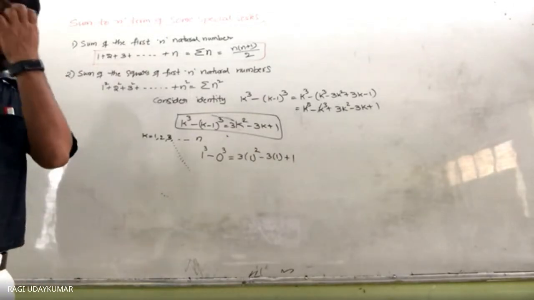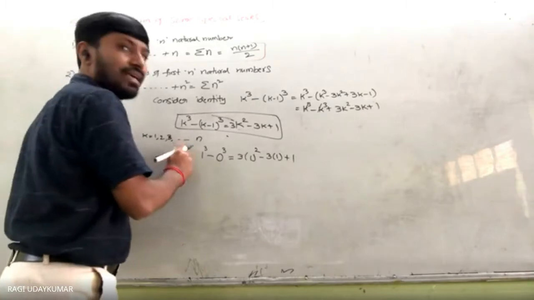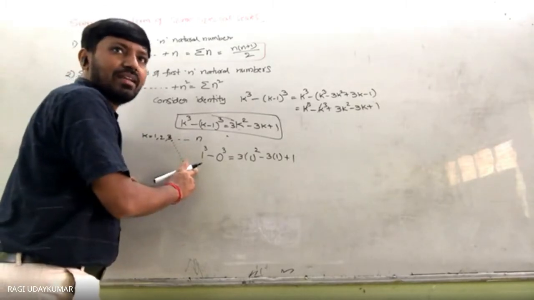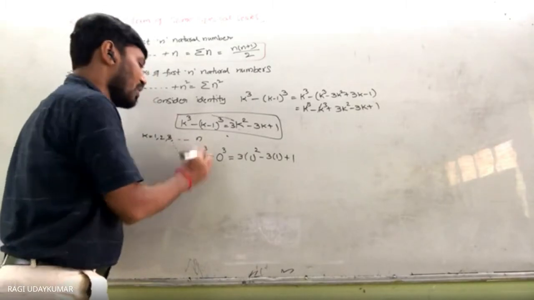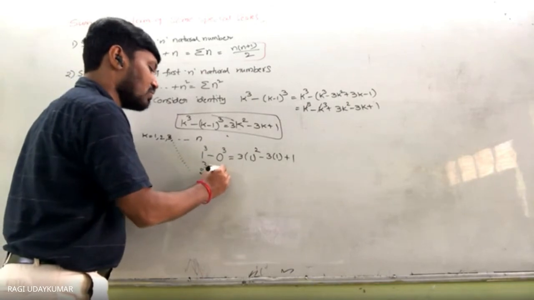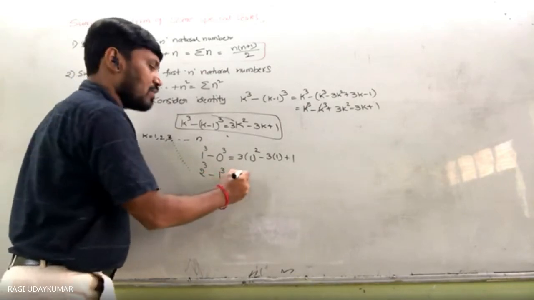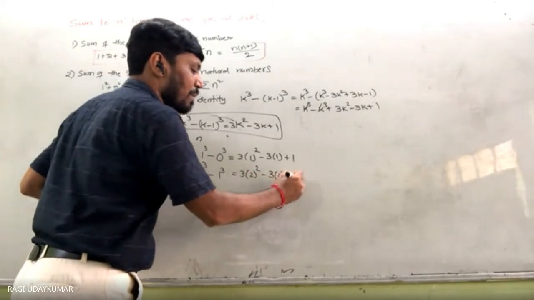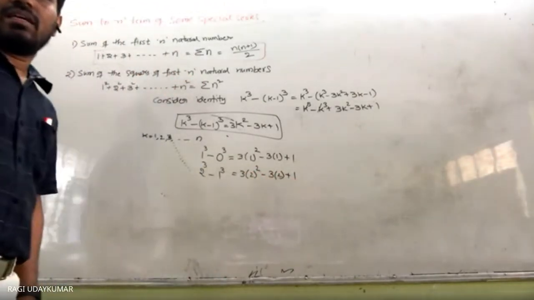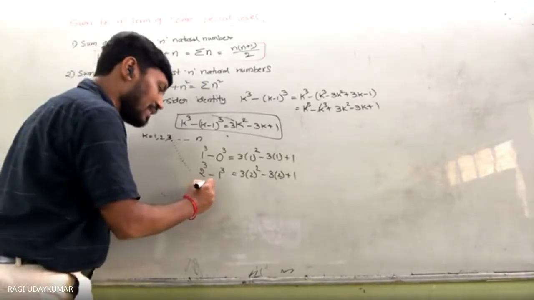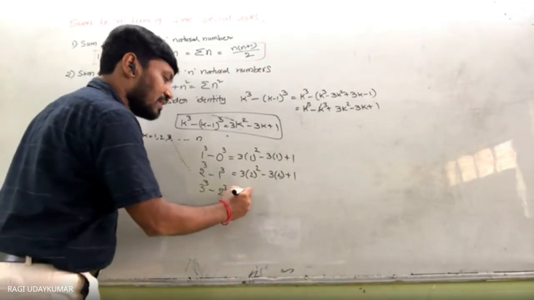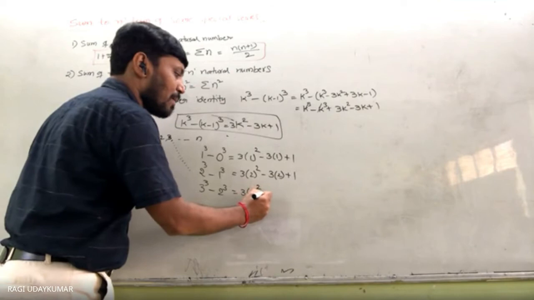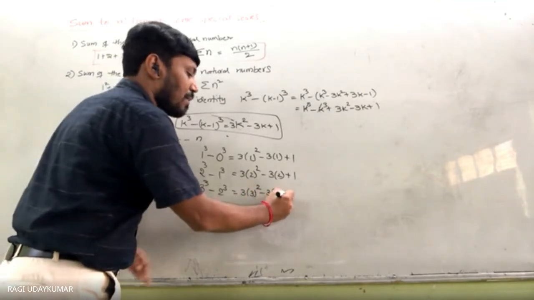Isn't it? Now in the same way, substitute 2. That was for substituting 1. If you substitute 2, what do you get here? 2 cube minus 1 cube is equal to 3 into 2 square minus 3 into 2 plus 1. Substituting 3, we get 3 cube minus 2 cube equals 3 into 3 square minus 3 into 3 plus 1. Like this, one by one you go on substituting.